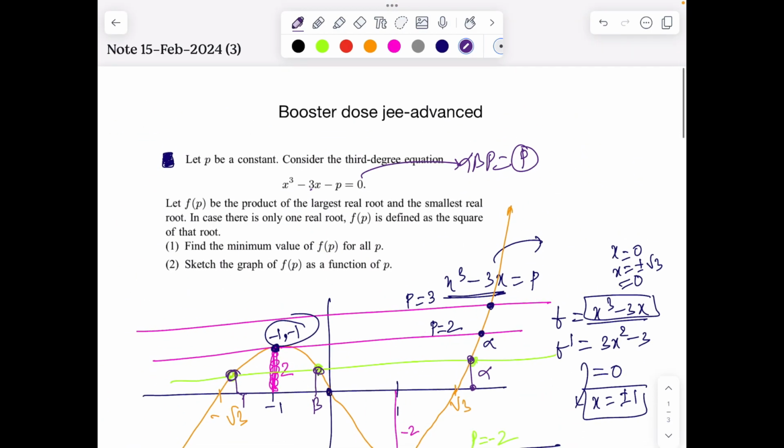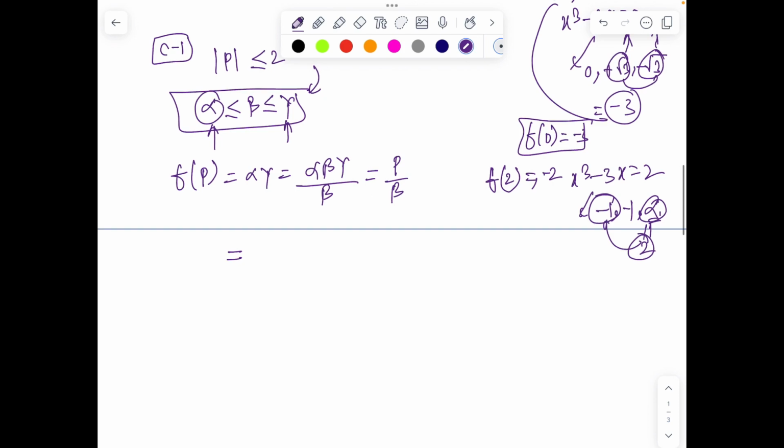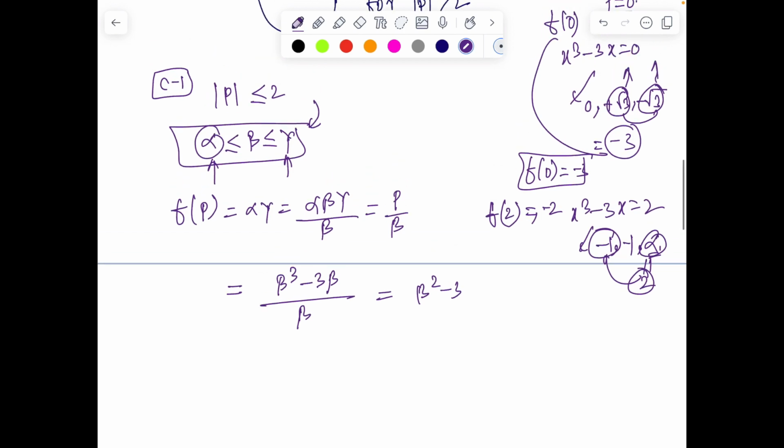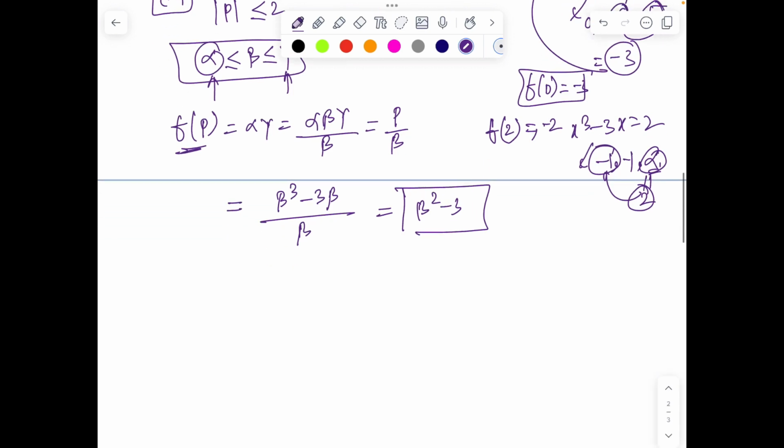Now P can be written in terms of beta, because we know beta is the root of this equation, hence beta will satisfy it. So beta cubed equals 3 beta plus P, and hence P can be written as beta cubed minus 3 beta over beta, which gives beta square minus 3. So for any beta lying between alpha and gamma, Fp for P lying between minus root 2, we have this functional relation.